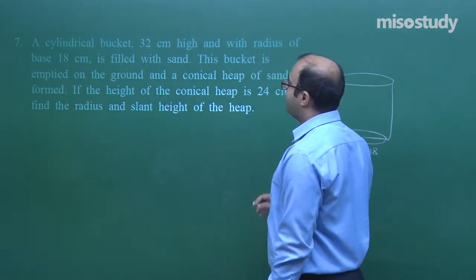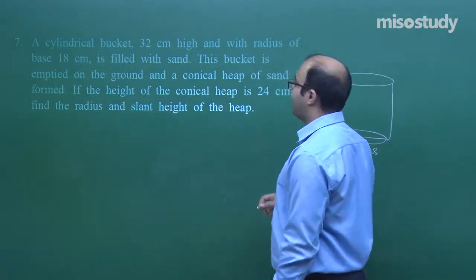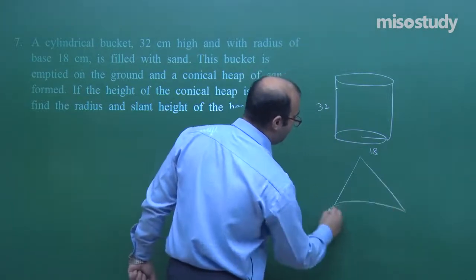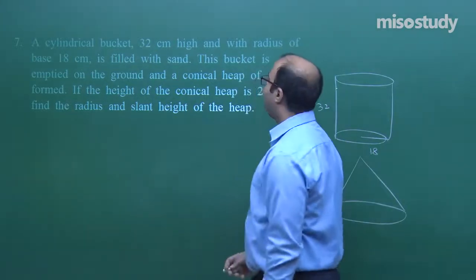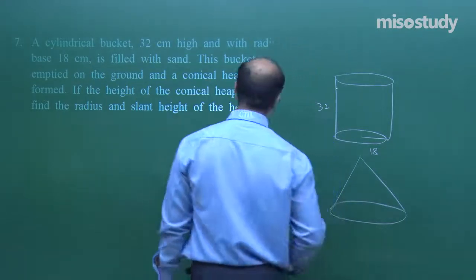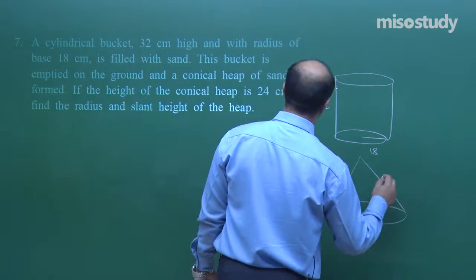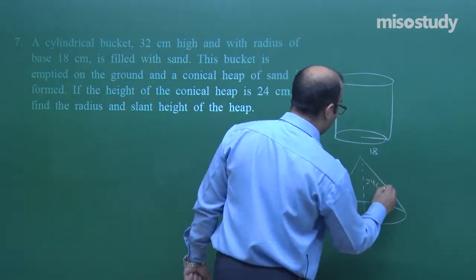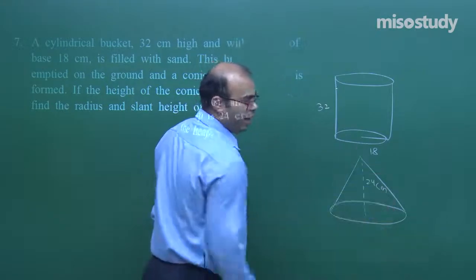This bucket is emptied on the ground and a conical heap of sand is formed. So now this same volume of sand makes a conical heap. If the height of the conical heap is 24 centimeter, find the radius and slant height of the heap. So it is given that the height of this is 24 centimeter. So what is the radius and the slant height?